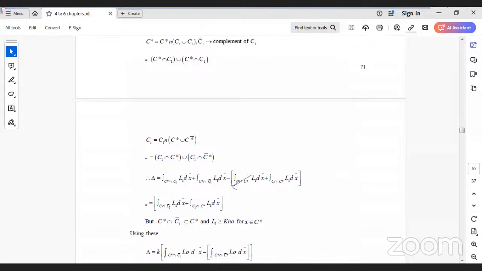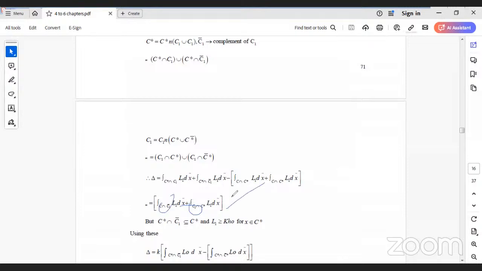So C intersection C star, C intersection C star, both are the same, but L1 dx, this is also L1 dx. See here, this is the integration of C star. C intersection C star, C intersection C star star. So here also C intersection of C1, L1 dx. C1 intersection of the different integration part, first one. So we can take the L1 dx.